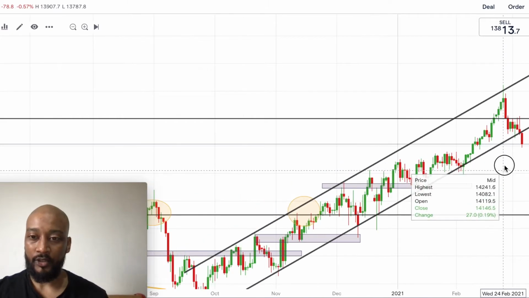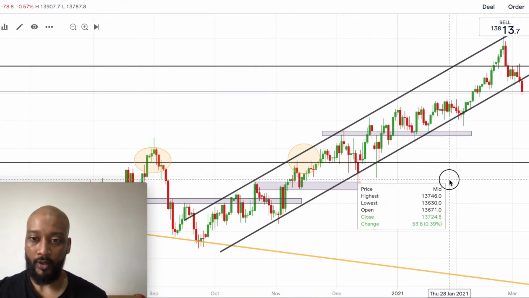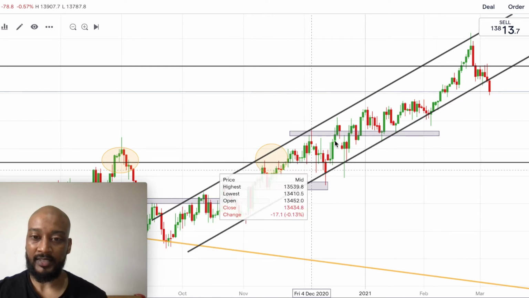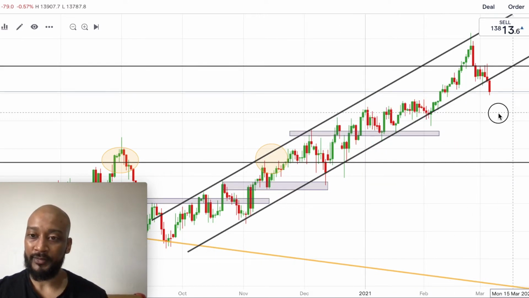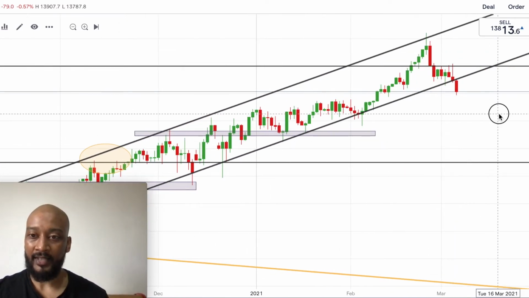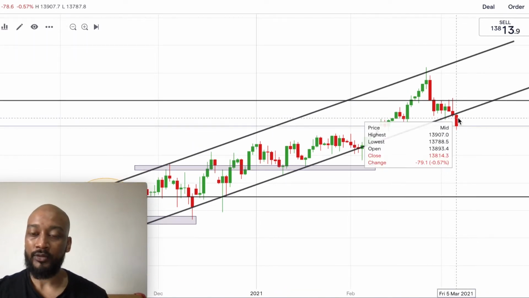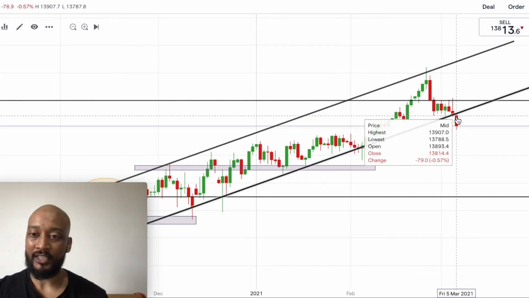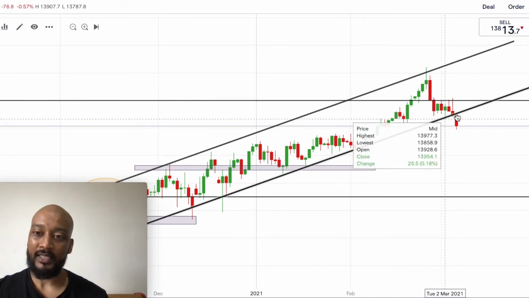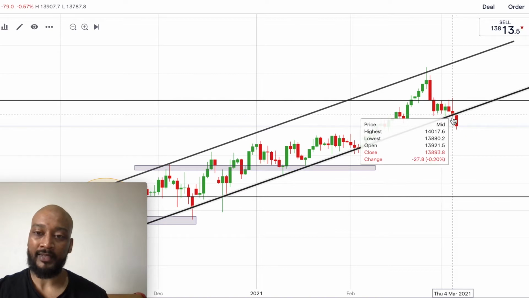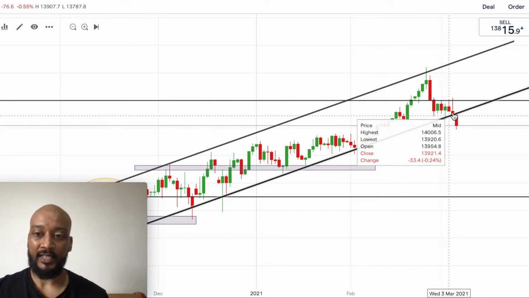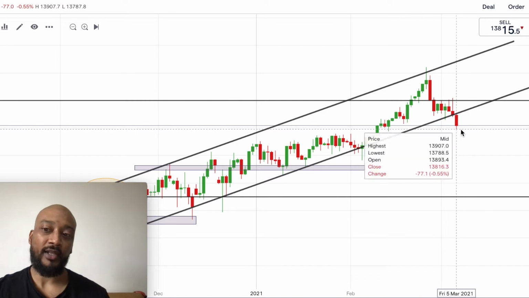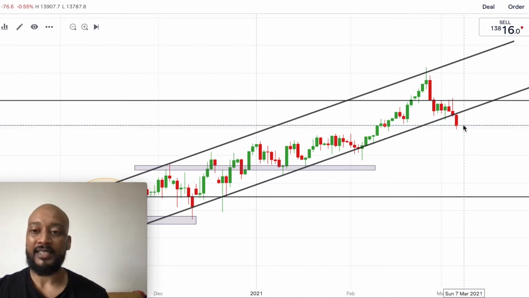So as you would have noticed if you've been following my content, we've been in this ascending channel for the past 5 months. However, over the last 8 days, the pound has weakened, or more likely the dollar has actually strengthened. So we can see that the pound dollar pair is actually breaking below this ascending channel. We're down at 138.16.